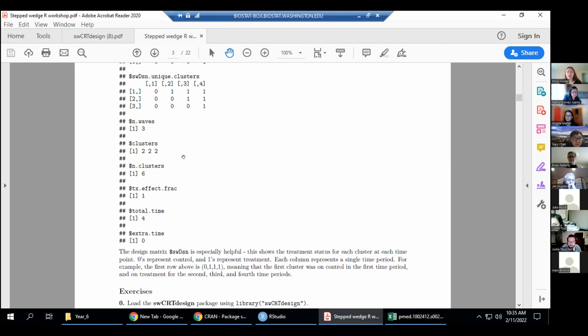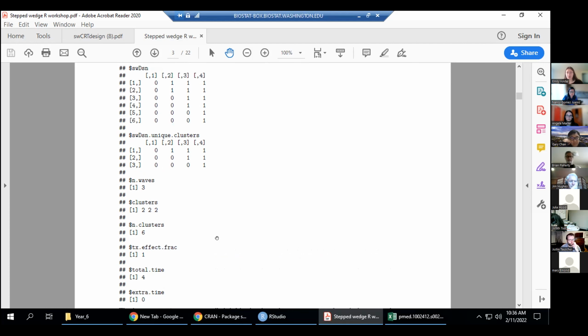And then there's some extra summary information. For example, the total number of waves or sequences is just repeating the clusters vector that you put into it. This is the total number of clusters, just adding up 2 plus 2 plus 2. This fractional treatment effect is how you would put lag into the design, if you were worried about it. 1 is the default, which means there's no lag. There's an optional exercise that goes into changing this if you're interested. Total time is just the total number of time periods that your study lasts. And extra time, the default 0, just means that as soon as all of your clusters cross over, the trial ends. We're not following clusters for extra time periods after they've crossed over.